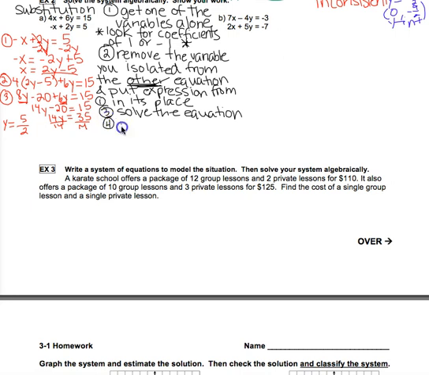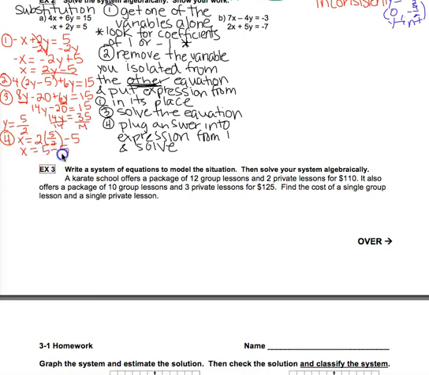Step 4 is plug the answer into your expression from step 1 and solve. Okay, so step 4, we go to our expression from step 1, which was this x equals 2y minus 5, and I'm going to plug in 5 halves in place of my y. So x equals 2 times 5 halves minus 5. 2 times 5 halves is 5. 5 minus 5 is 0.